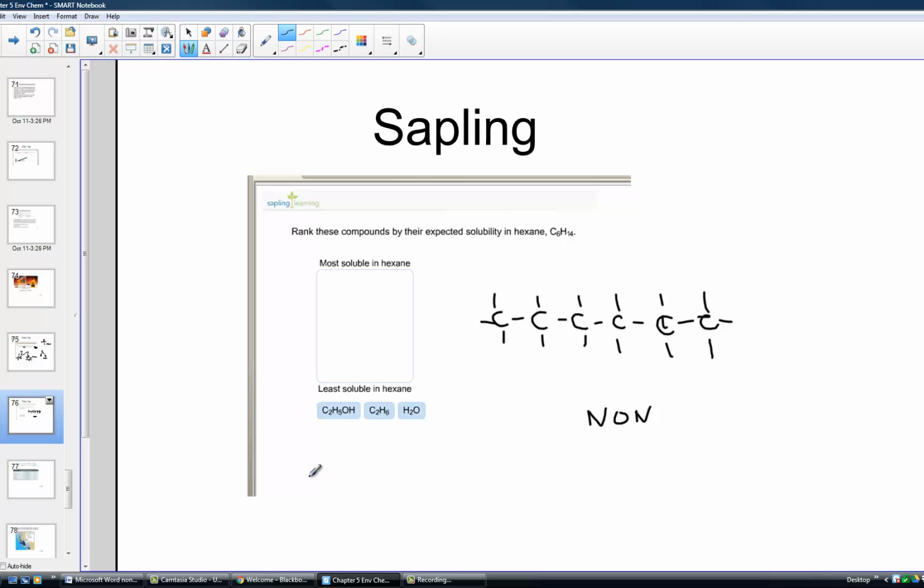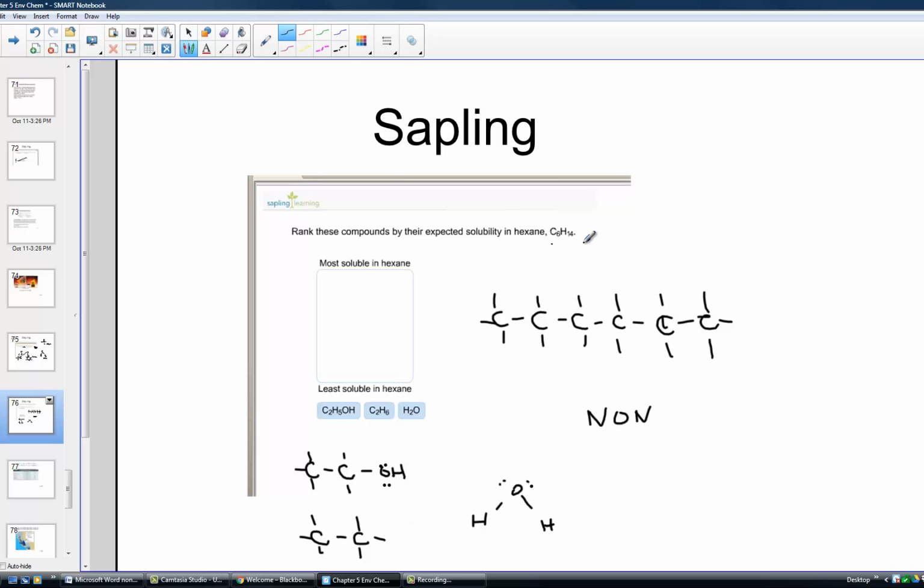So here we have the first structure called ethanol, CH3CH2OH. Clearly you see this is a polar molecule, but it has a little non-polar chain as well. The next one is C2H6, which is just a straight carbon chain, C2H6. And then we have the water molecule, HOH. Who is the most polar? Who is the most nonpolar?